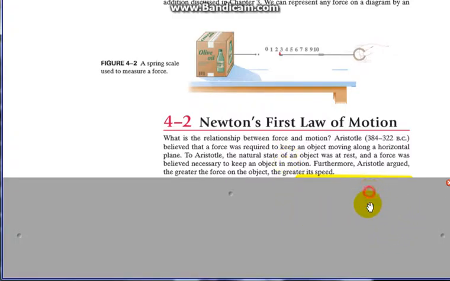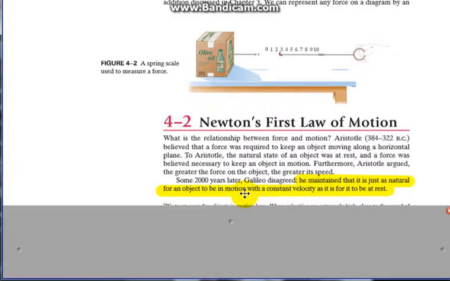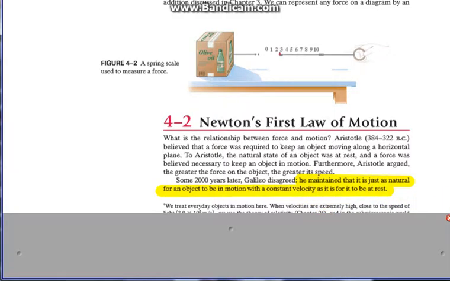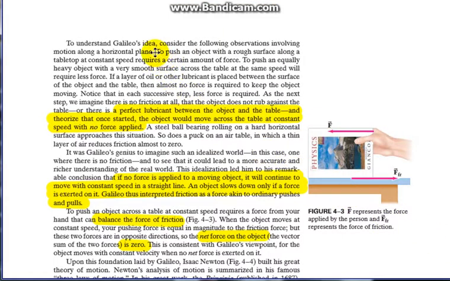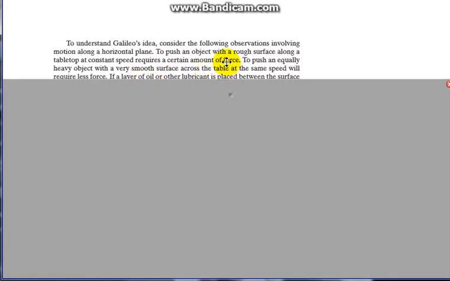So it seems logical. But 2,000 years later, Galileo disagreed. He maintained that it's just as natural for an object to be in motion with constant velocity as it is for it to be at rest. To understand Galileo's idea, consider the following observations involving motion along a plane. To push an object with a rough surface along a tabletop at constant speed requires you to exert a force on it continuously. That makes sense.